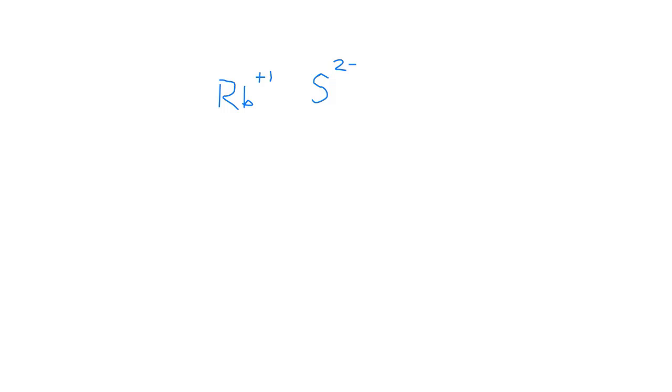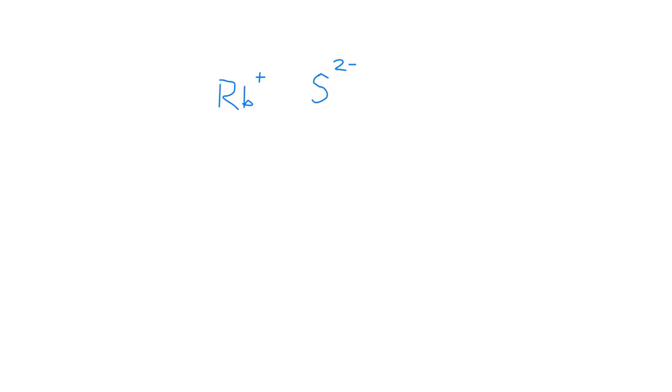You need to write that one, or just write plus. You could just write plus if you want to. You don't have to have the 1. If you just see a plus, the 1 is assumed. But yes, so rubidium's a plus 1, sulfur is a 2 minus.